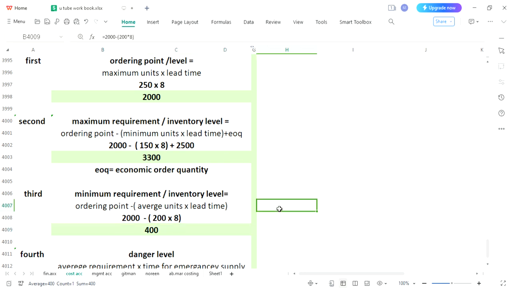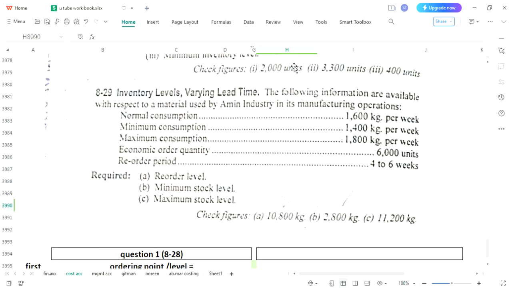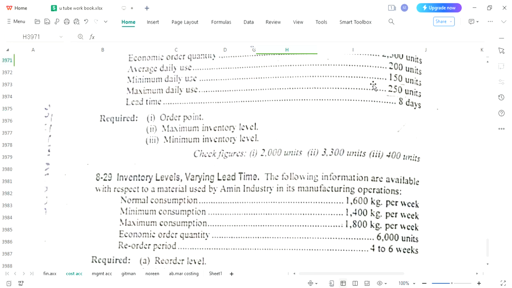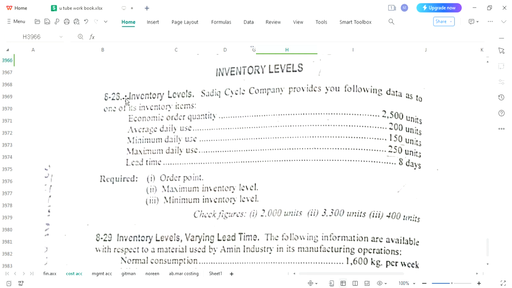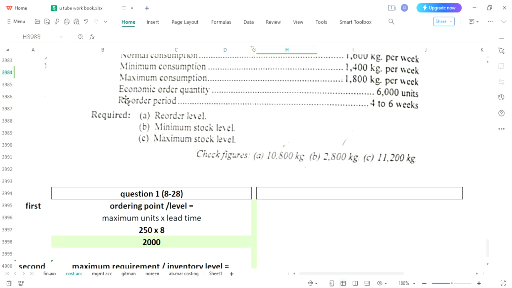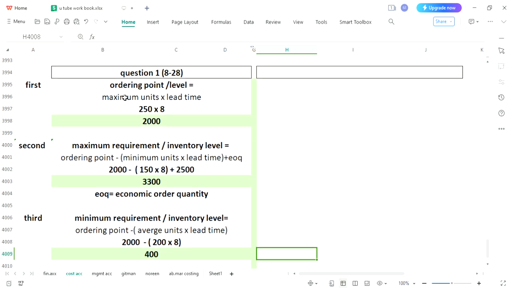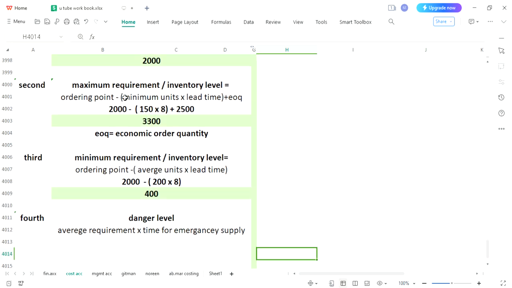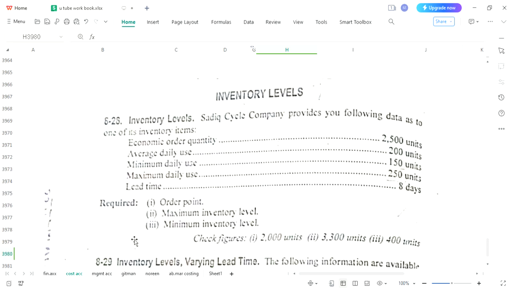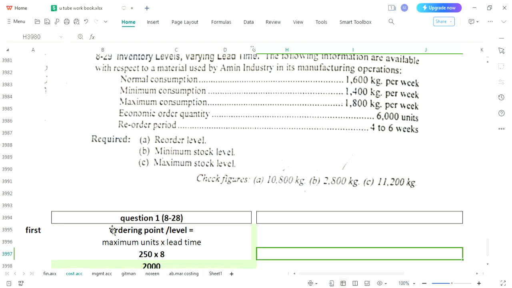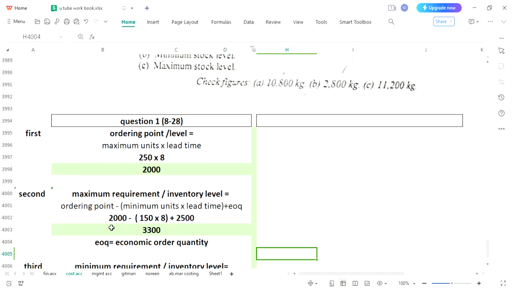It has been completed. So there were three answers: 2000, 3300 and 400. What we have done is ordering point, maximum and minimum for question number 28. We have reviewed the answer and we are satisfied the answers are matched. Somebody can ask why we haven't calculated danger level. It was not required by the question, so we will not calculate it. In this way our 8.28 has been completed.